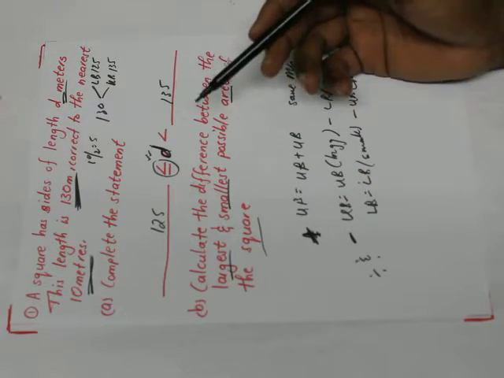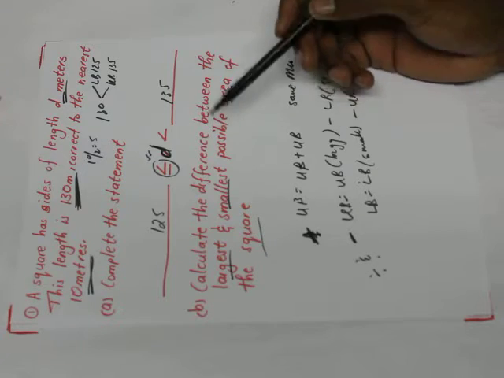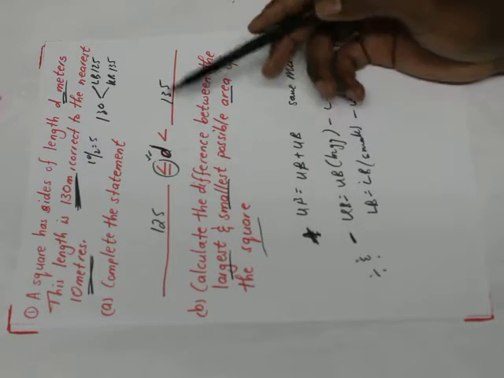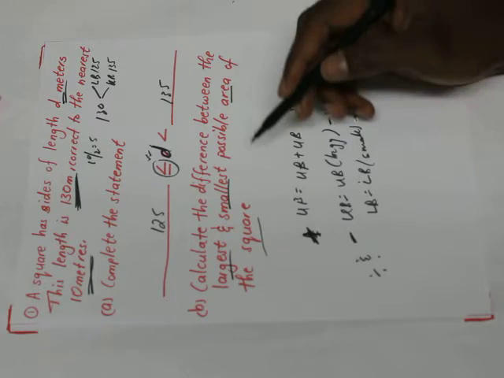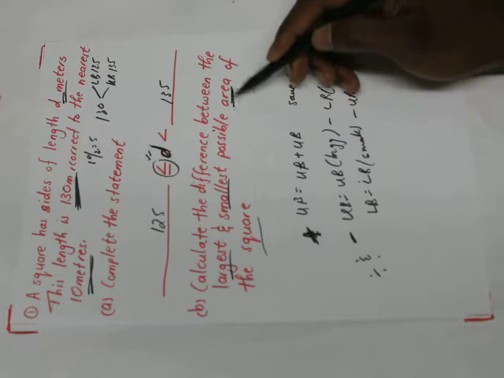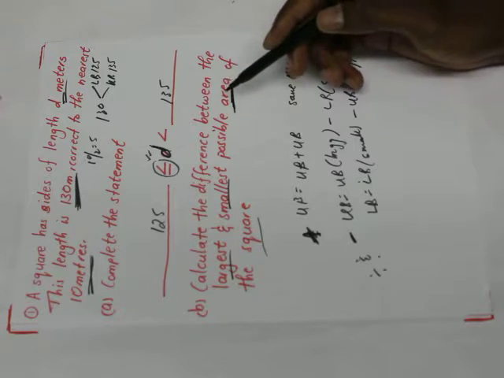And here's where people might go wrong. They will just start minusing things here, but you should understand that these are the lengths that you're given, and so we are going to find the area of the square. Remember, the largest and the smallest area of the square.